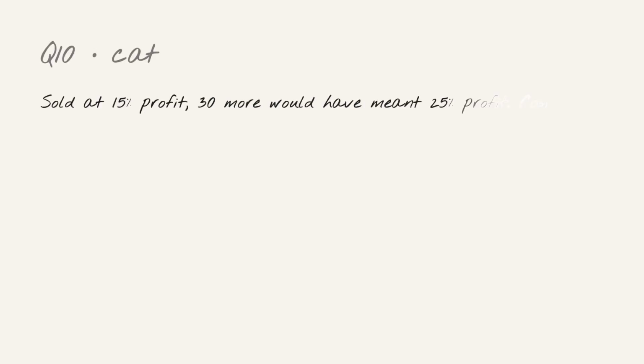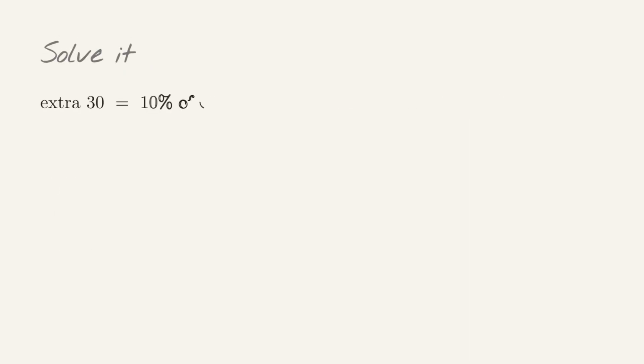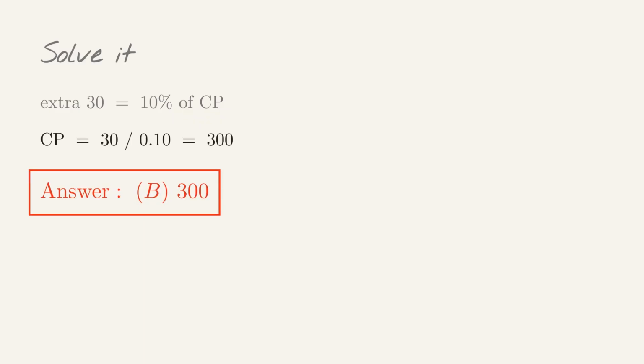Now this: 30 rupees equals the 10% jump in profit. Pause, give it a real attempt, then I'll walk through it. The extra 30 rupees corresponds to the extra 10% of profit, and 10% of cost is 30, so cost is 300. Translate the gap in profit into a gap in money.